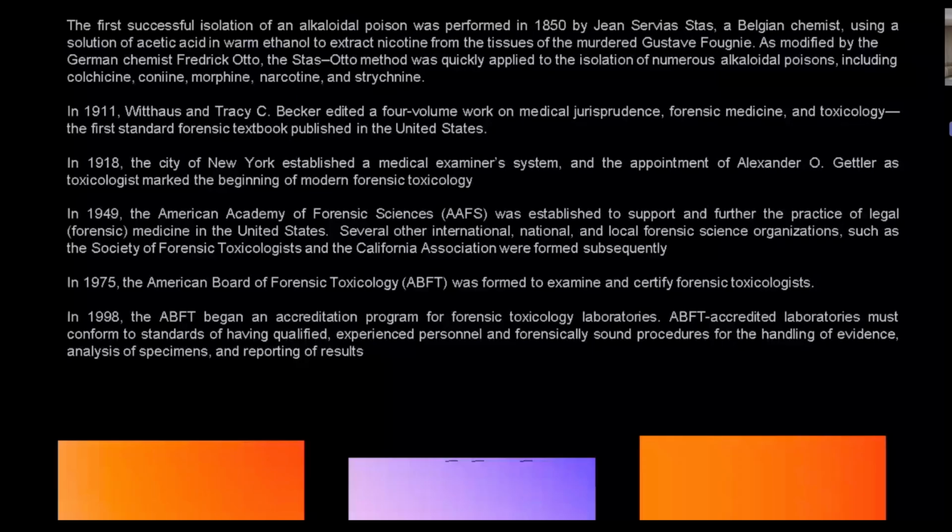Then slowly, Witthaus and Becker did some work on medical jurisprudence, forensic medicine, and toxicology, and published the first forensic textbook in the United States. In 1918, in New York, there was the appointment of Gettler, who started forensic toxicology. As I told, he established many tests, and also many books in which the tests are diagnostic for our toxins. Also in 1949, the American Academy of Forensic Sciences was established, and there was practice of legal forensic medicine.